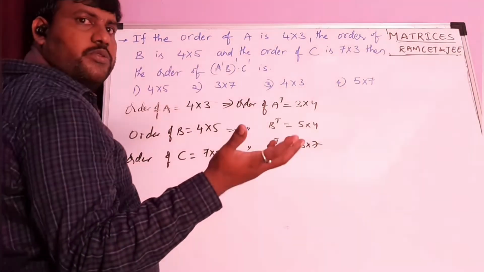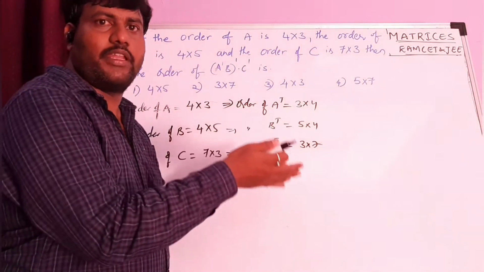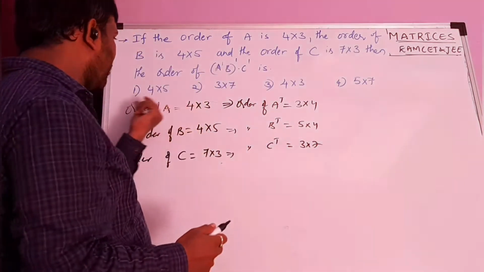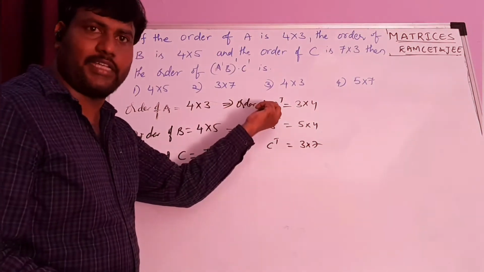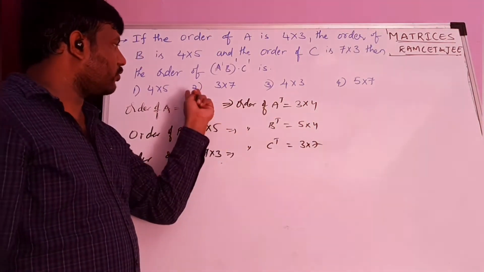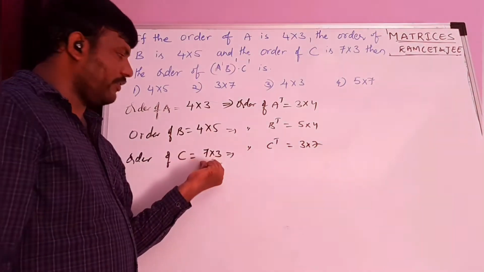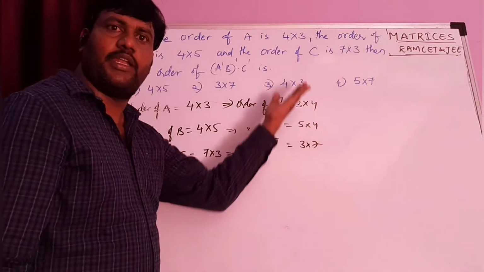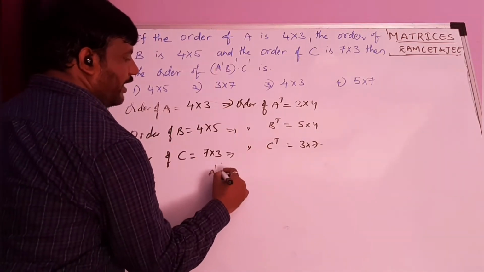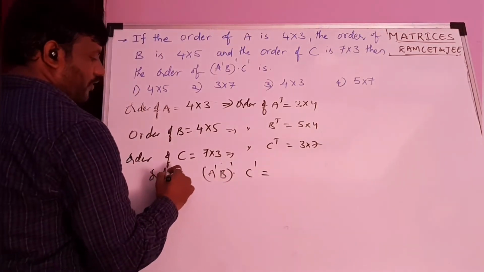Now we know, by the definition of the transpose of a matrix, that the number of rows changes to the number of columns and similarly columns to rows. Based on that, I write the order of A dash or A transpose. If it is 4 by 3, A dash becomes 3 by 4. I am just changing rows to columns and columns to rows. Similarly, 4 by 5 becomes B transpose 5 by 4. C is 7 by 3, so its transpose is 3 by 7. Now we have all the transpose orders right. The question is to find the order of (A dash B) whole dash into C dash.